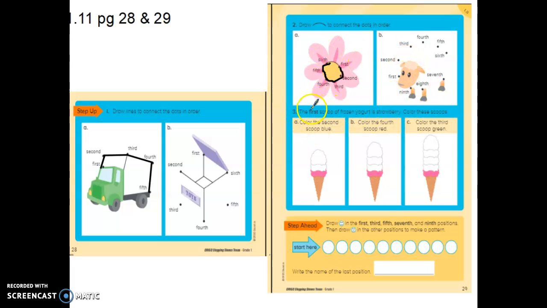And this one gives you instructions. The first scoop of frozen yogurt is strawberry. Color these scoops. So the first scoop is strawberry. They already have strawberries there. Then the second scoop is blue. The fourth scoop is red. So you're just going to follow these instructions. And the third scoop is green. So the second one's blue. So it's going to be blue all the way across. Blue. And then you're going to add on each one. And the step ahead is a little bit tricky, but I think you can do it.